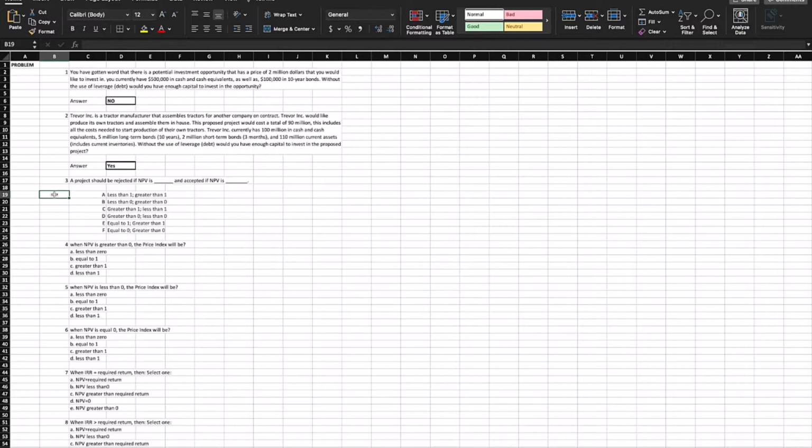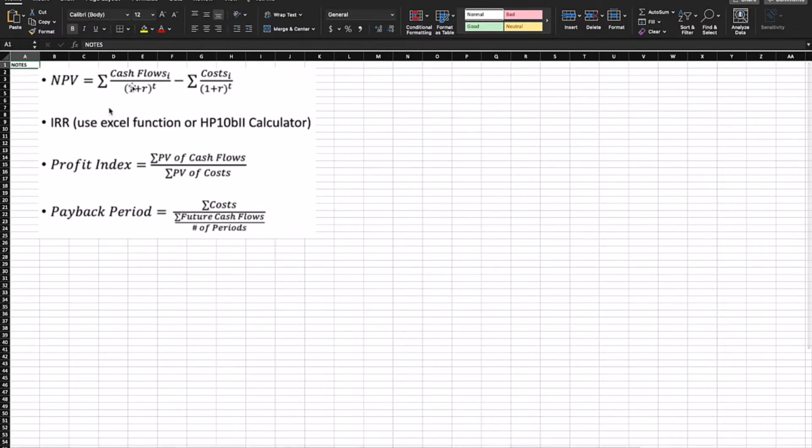So a project should be rejected if NPV is blank and accepted if it's blank. So NPV, if we go back to this note section, is the benefits minus the cost. So if it's a 0, then the benefits equaled the cost. If it's more than 0, then we can assume that there was more benefits than cost, and likewise, if it's a negative number, then the costs were greater than the benefits.